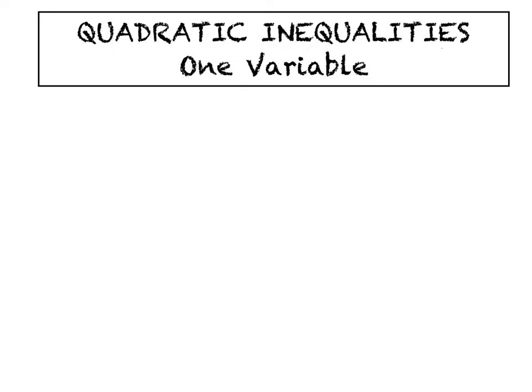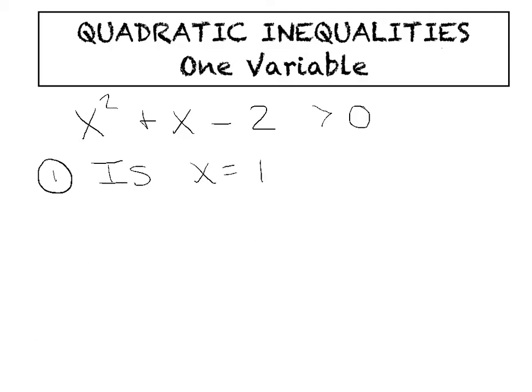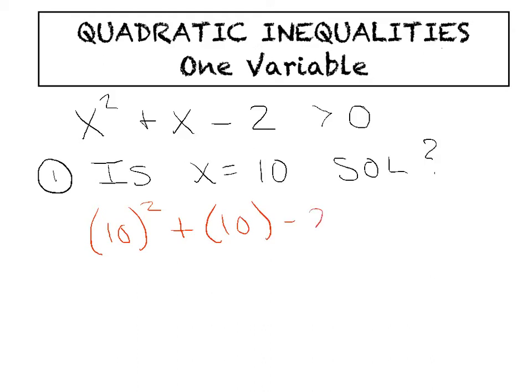Our title today is called Quadratic Inequalities, specifically with one variable. And the first example I want to take a look at is x squared plus x minus 2 is greater than 0. And the first question I want to ask you is simply, is x equals 10 a solution to this quadratic inequality? All we're going to do is substitute the 10 in for each x value. So we have 10 squared plus 10 minus 2. Is that really greater than 0?